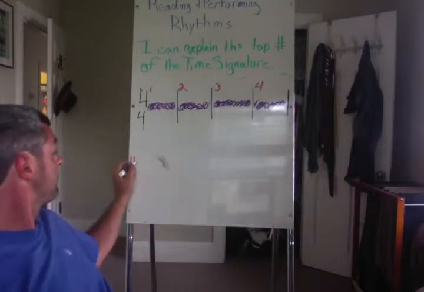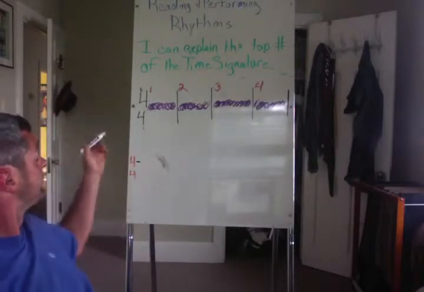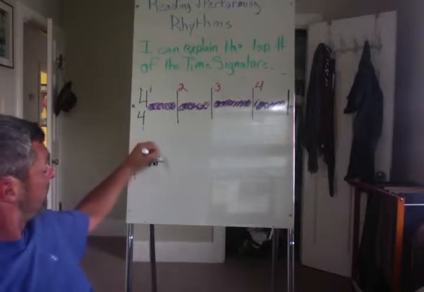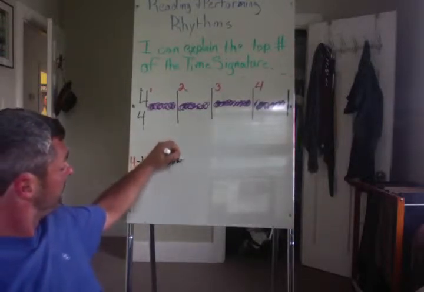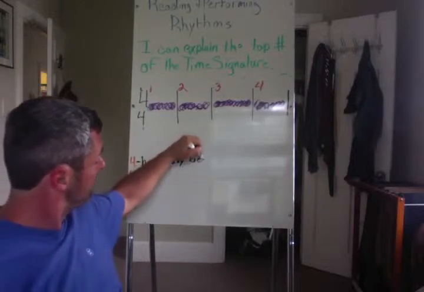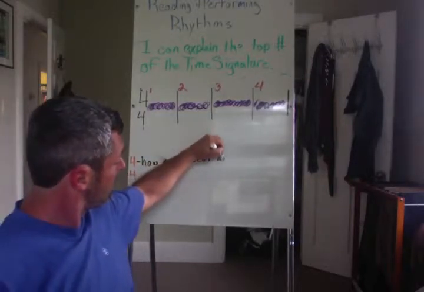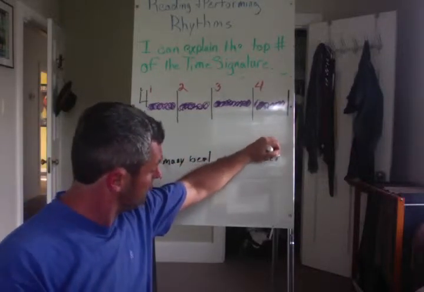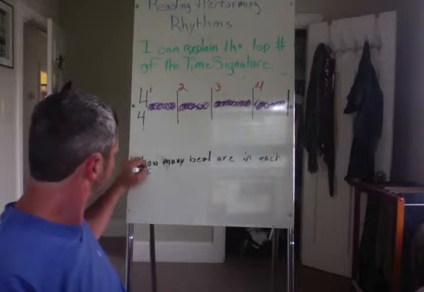Top number of the time signature. What is it telling us? It's telling us how many beats are in each measure.